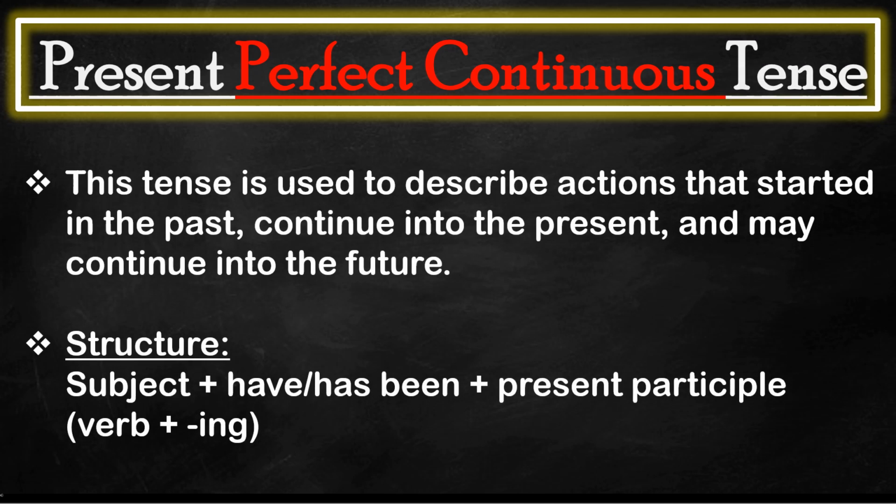We now move on to the last and final type of present tense, that is present perfect continuous tense. Now this tense is used to describe actions that started in the past, continue into the present and may continue into the future. Don't worry, let's look at the structure now. Subject, that is I or the name of any person, plus has or have, been, plus the verb plus ing. Let's see how.